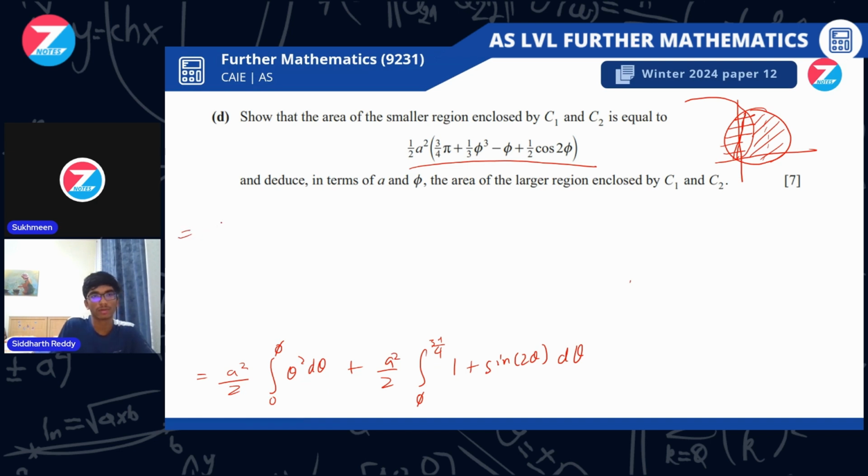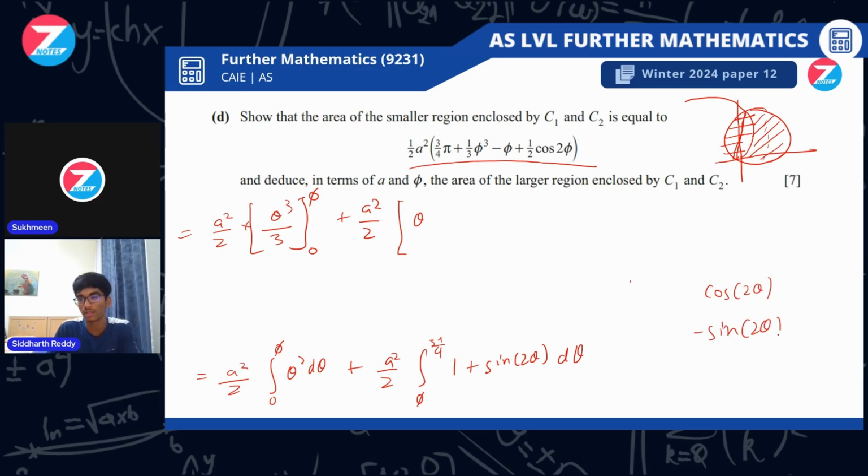So this is going to be equal to a square by 2 into theta cube by 3 from 0 to 5, plus a square by 2 into, so the integral of 1 d theta is just going to be theta, and the integral of sine 2 theta. What integral means is the antiderivative. So when we differentiate a certain function, we should get sine 2 theta. For example, if we differentiate cos 2 theta, we get minus sine 2 theta times 2.